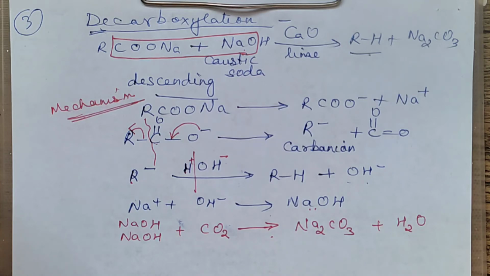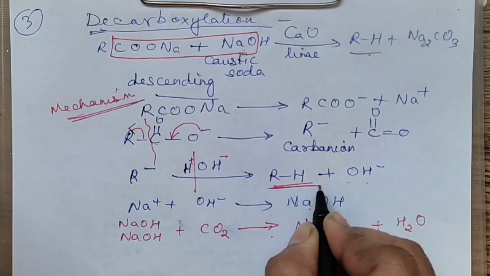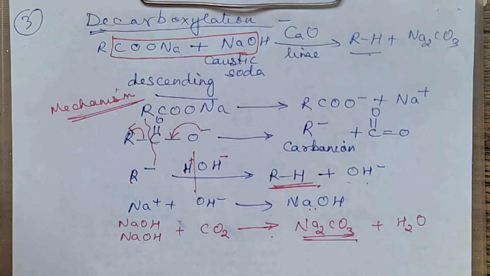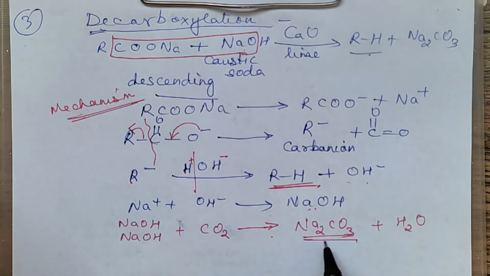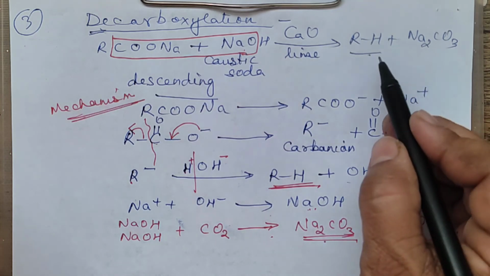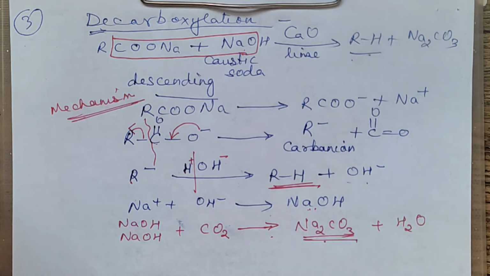Okay, so what is the major product here? We got alkane plus sodium carbonate. This was formed in the equation and has again combined to form finally this one. So you are having two main products, alkane plus sodium carbonate. So whenever we want one carbon atom less, you will get this.